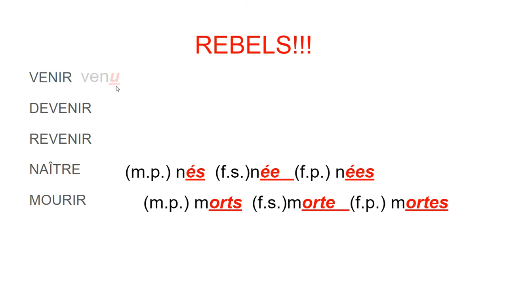Okay. Devenir, well, we just go ahead and add the DE in front of it. Devenu. Revenir is going to be revenu. Naître, just like I pointed out in the vocab video, we learned this back when we were in Unit 1, when we learned I was born. Né. And then mourir is mort.